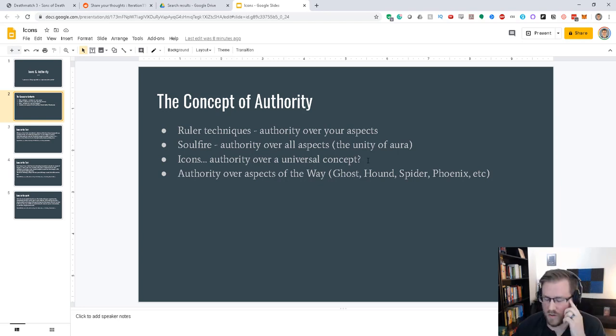And I'll show a quote in a little bit where I try and tie all that together and prove that North Strider has an icon in his spirit. And then beyond icons, we have authority over aspects of the way. I'm going to talk about this the most in the next video and then a little bit in the Abaddon video. But I'm going to talk about it most in the next video. Authority over aspects of the way.